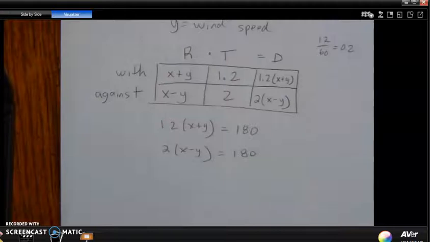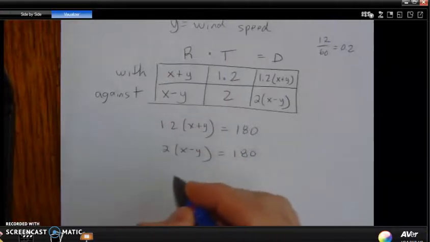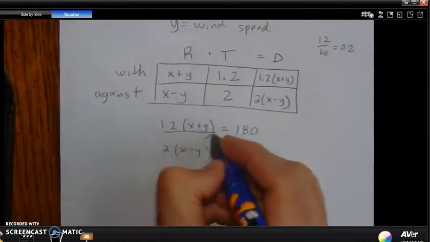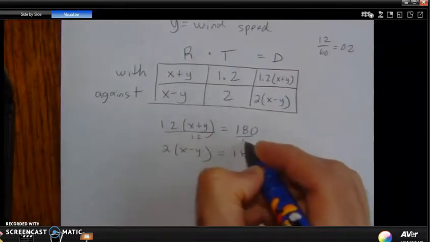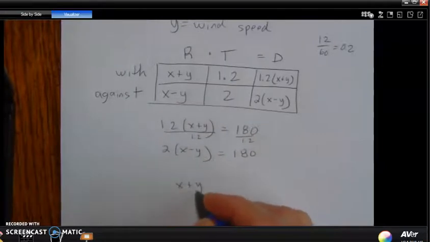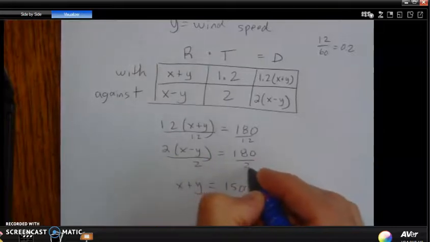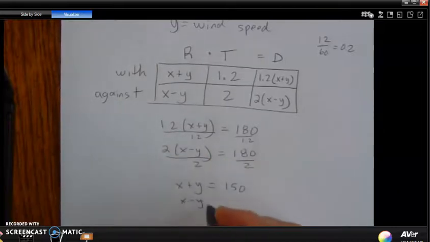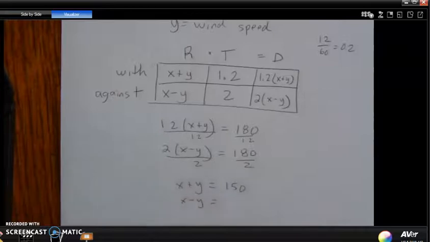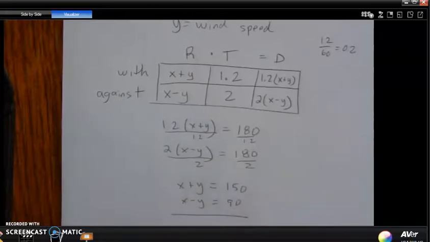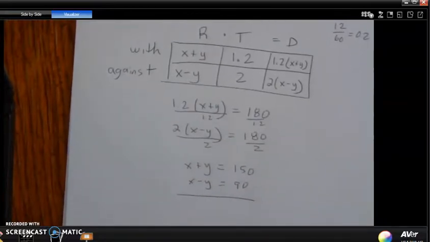It's tempting to distribute the 1.2 and the 2 through, but I found a much easier way is to simply divide both sides by 1.2. I get x plus y is the same as 150. And then if I divide by 2 on this next equation, I get x minus y is equal to 90. And what a classic setup for elimination.